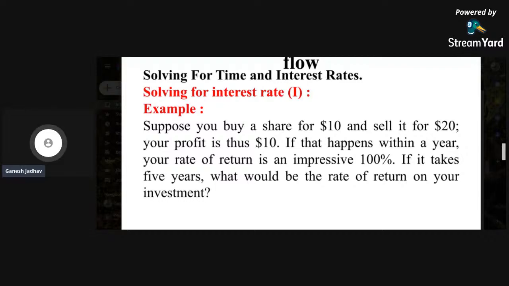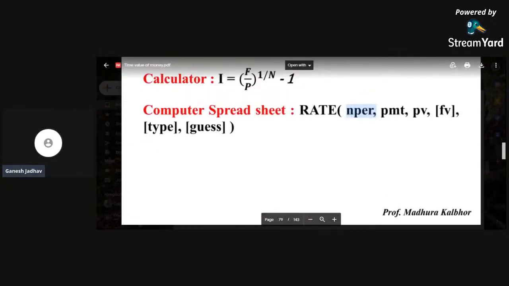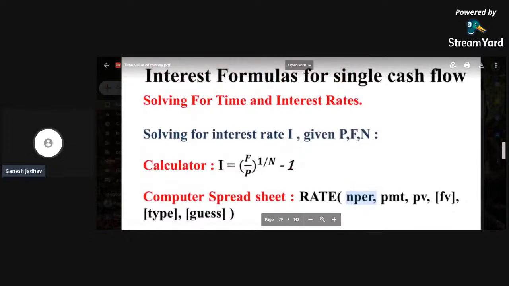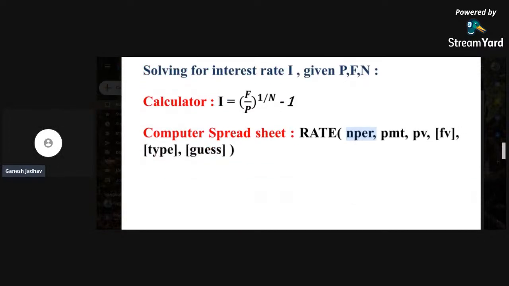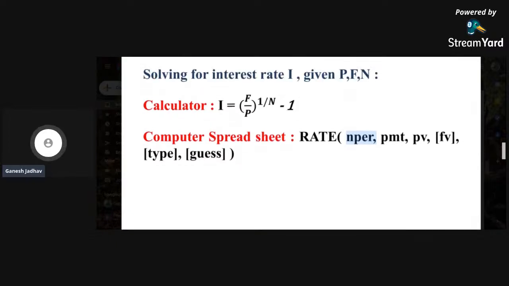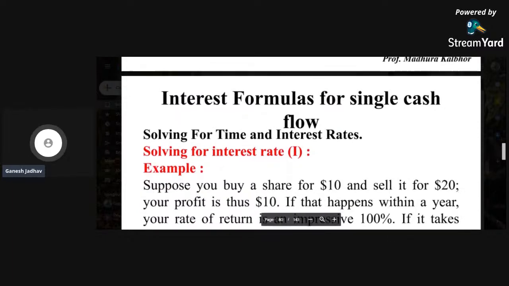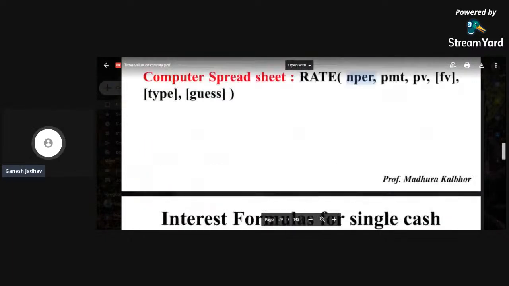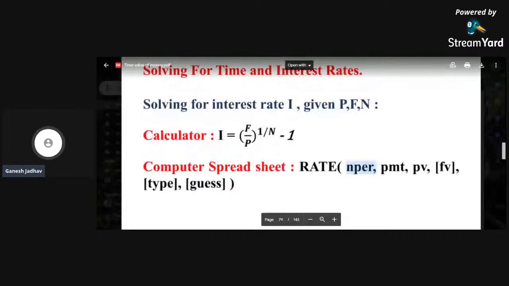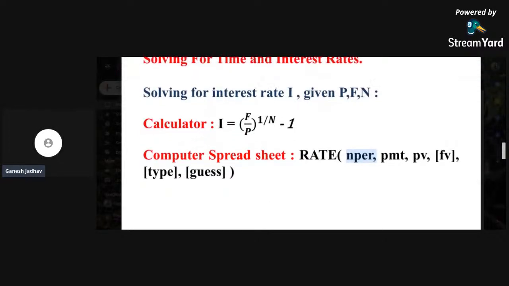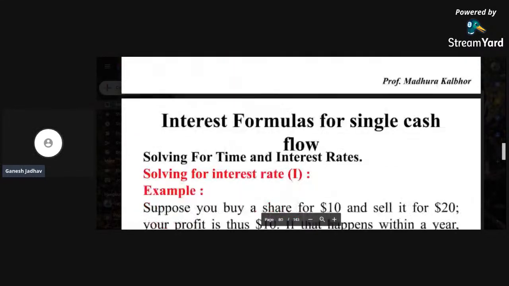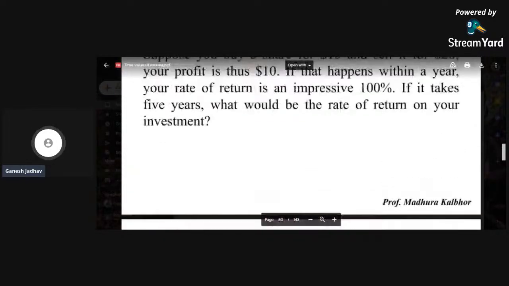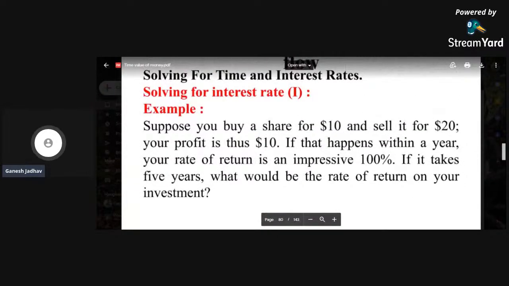You only have to put in the value of F. So what is your F value? That is 20. What is your P value? That is 10. What is your n value? That is 5 years. So all values are here, and you can calculate your answer easily. We will solve this example in the next lecture.